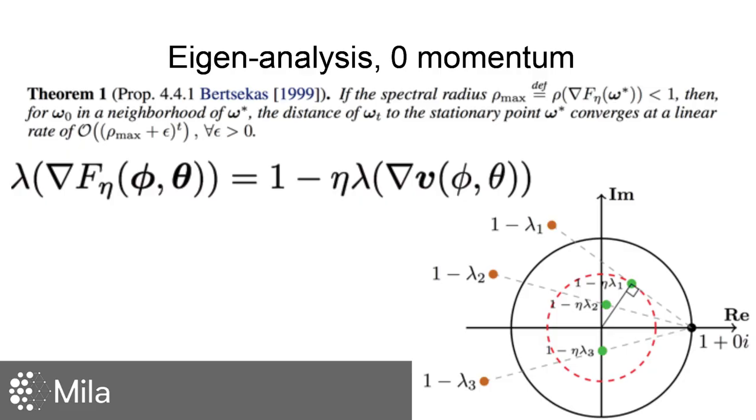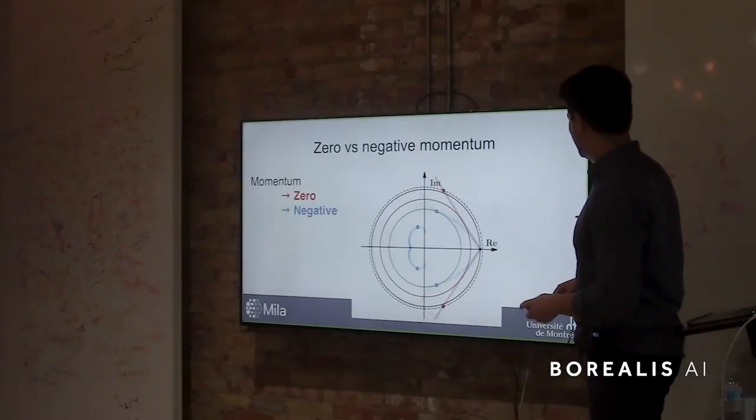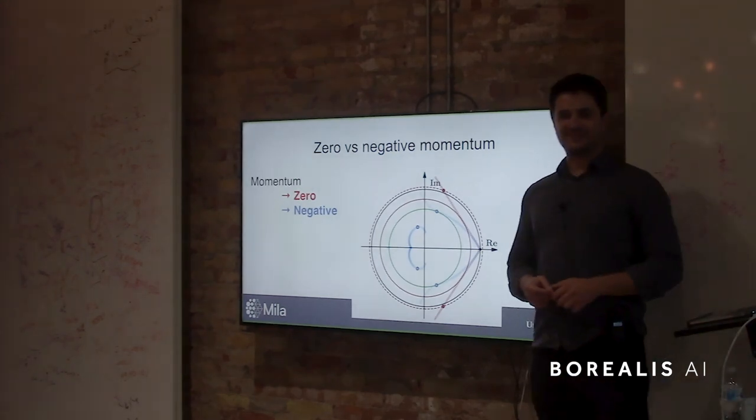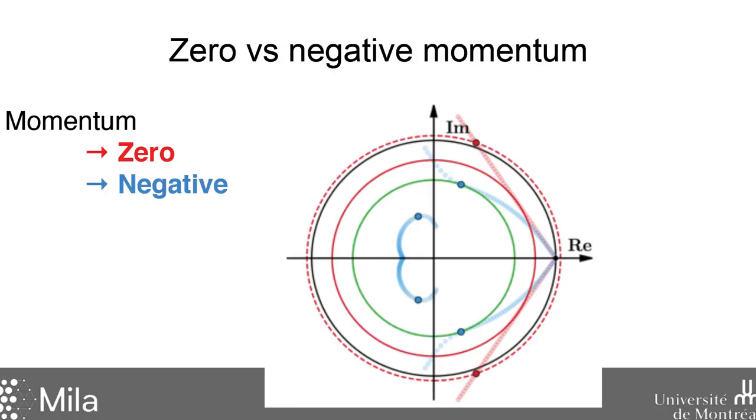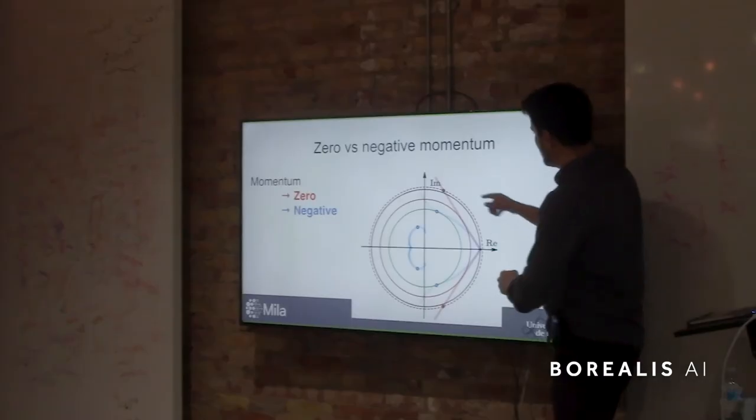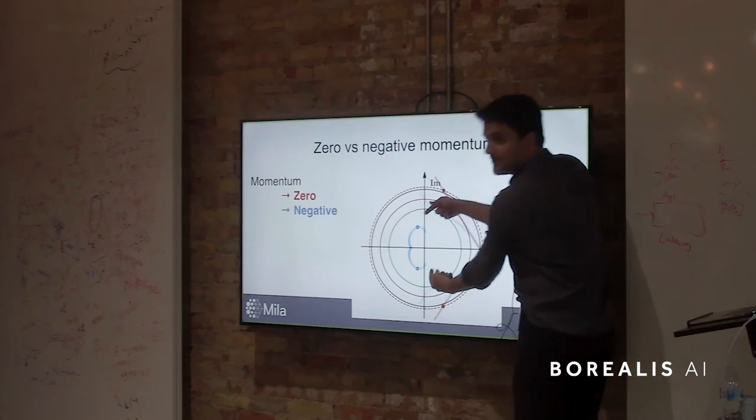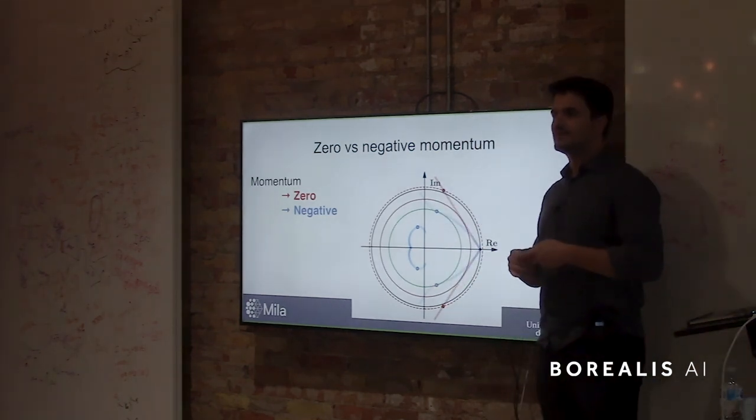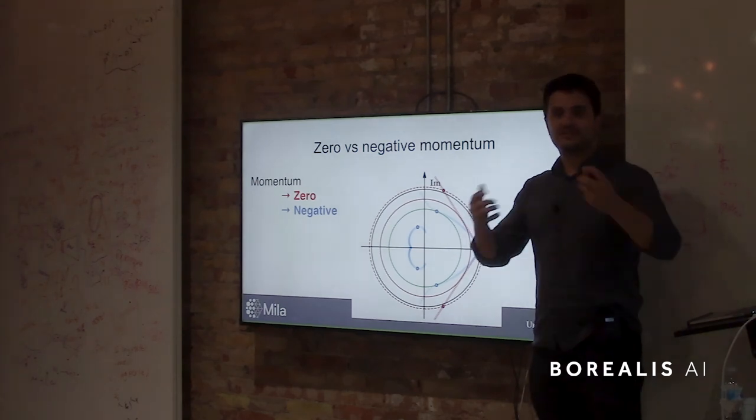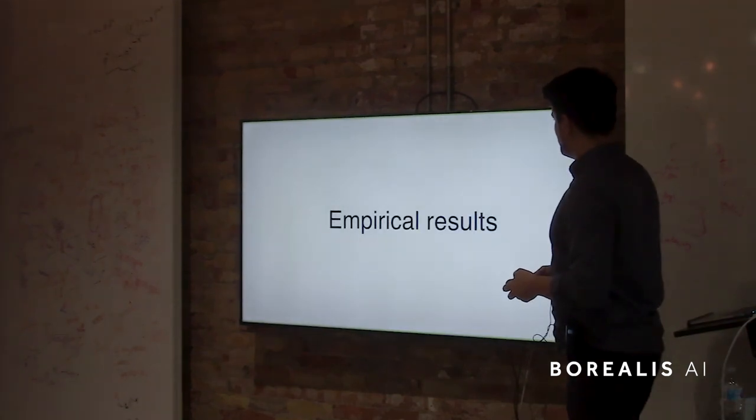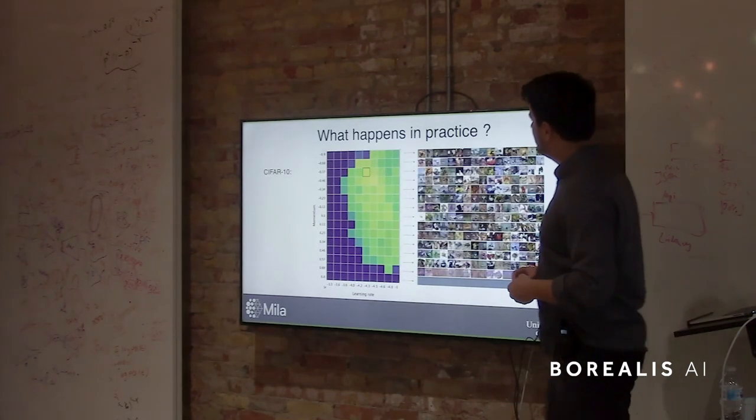This is super interesting, but I have to skip it, I think, because we're out of time. I'm sorry. This is a complex illustration of how the eigenvalues change when we use a negative momentum value. Essentially what I would be describing here is how the original eigenvalues of gradient descent move towards the inside when I use a negative momentum value, which means I get convergence or faster convergence. That's the idea. Empirical results, we have results on the saturating GAN.